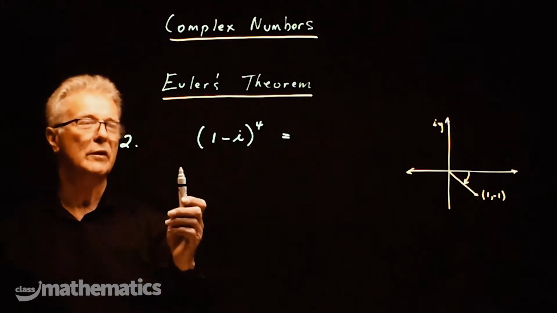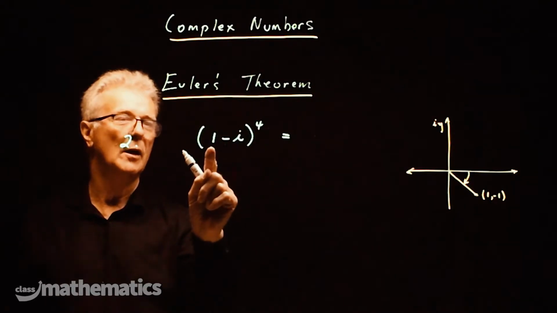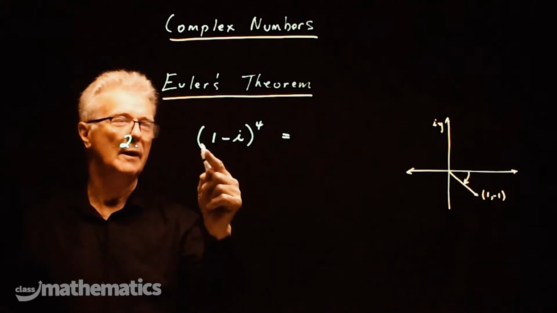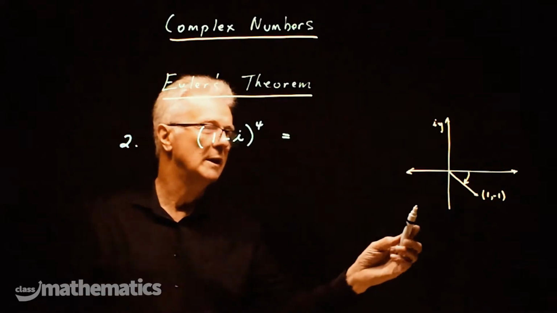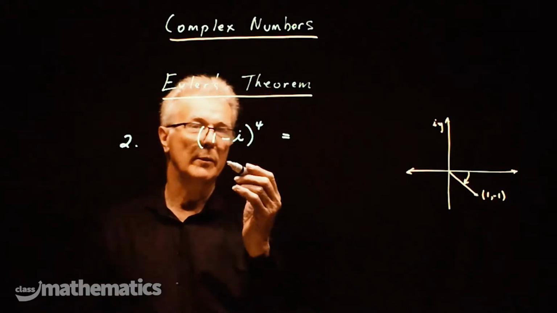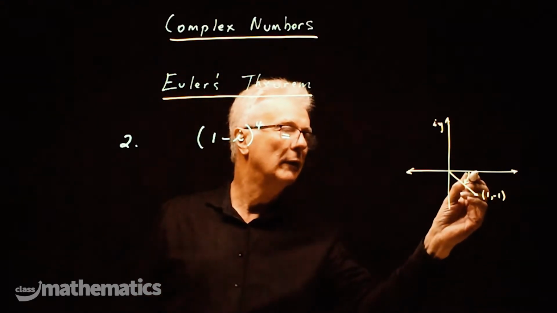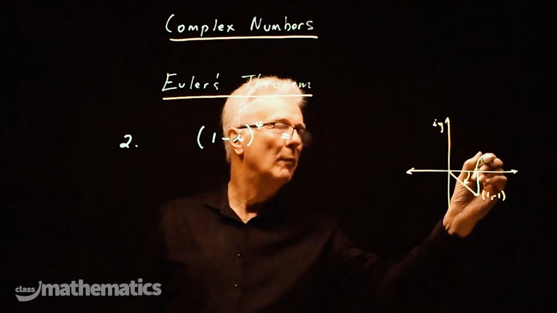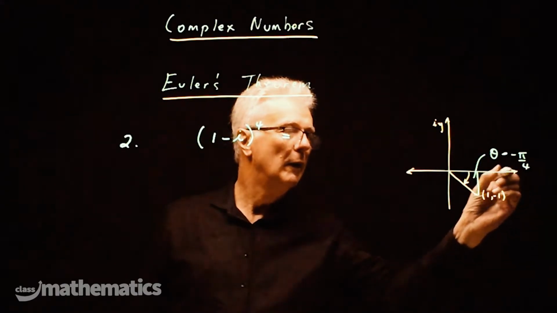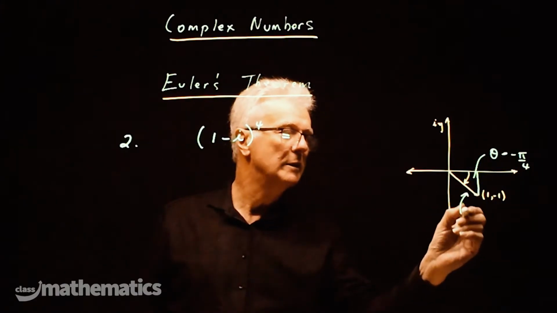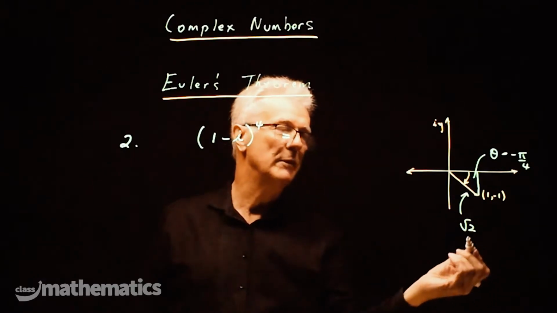Number 2, we have to use Euler's Theorem to work out (1 minus i) to the power 4. And it's a really neat method. Before we can do that, we have to convert 1 minus i into the mod arg form. Obviously, this is your minus, the theta is equal to minus pi/4. And your modulus is going to be the square root of 2, as before.